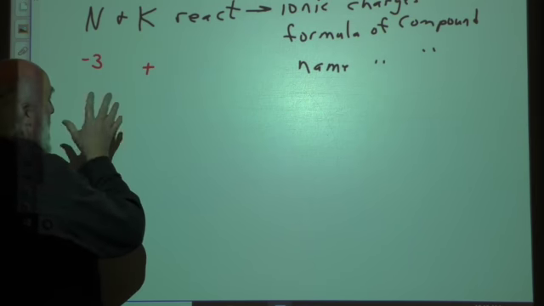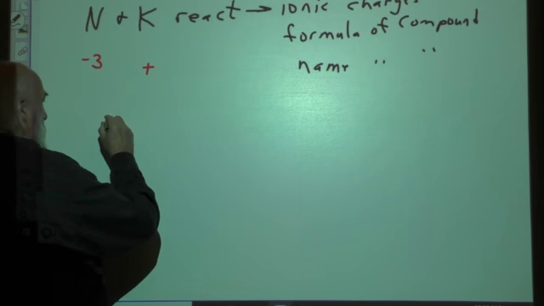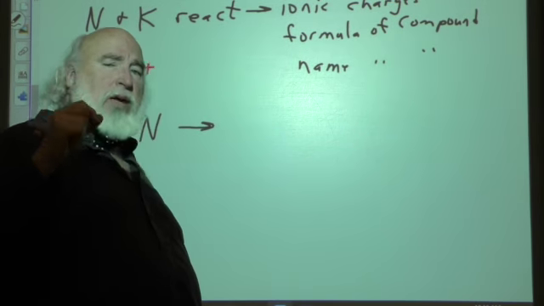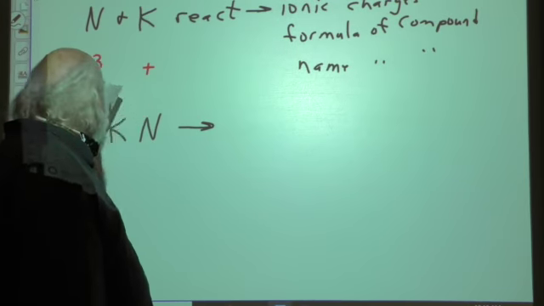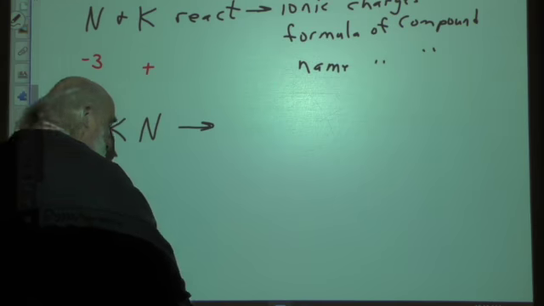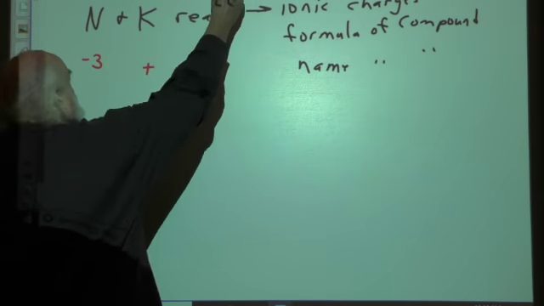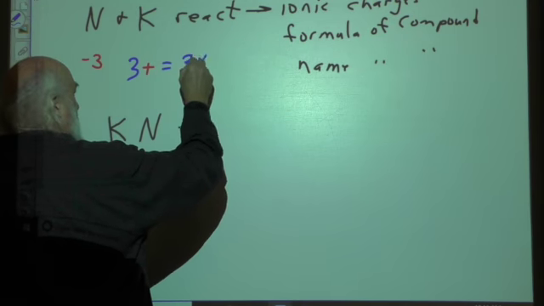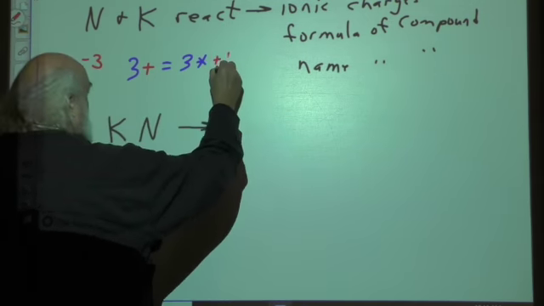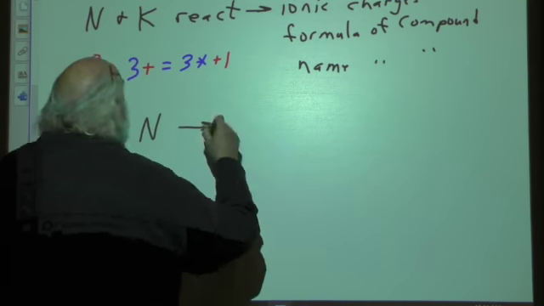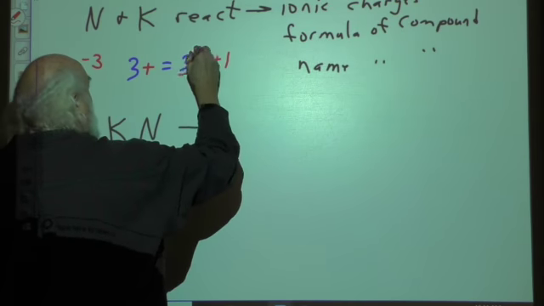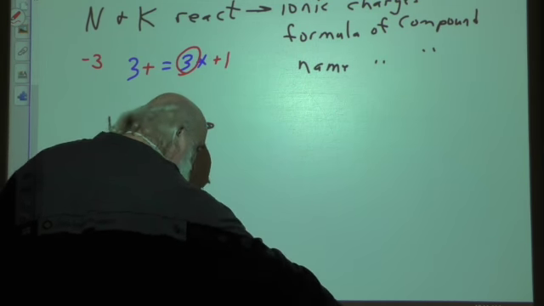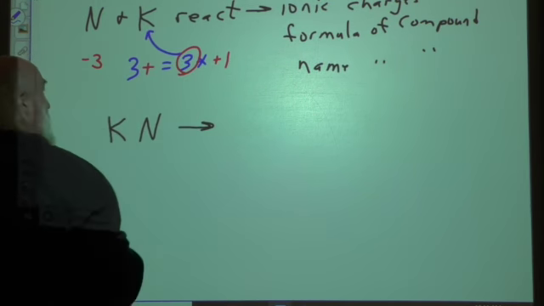When we combine those, K and the N go in that order, KN, but all compounds must be neutral. They must add up to 0. -3 plus 1 does not add up to 0. In order to fix that, this has got to have 3 positives. How do we get that? Well, that's from 3 times the charge of +1. So that means we have to have 3 potassium.